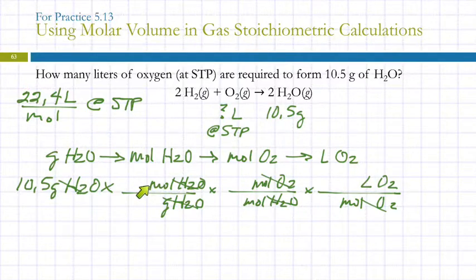So converting from grams to moles, we need the molar mass of water. You can calculate that, or I've got it stuck in my head, 18.016. Moles in the middle, this mole ratio: 1 mole of oxygen makes 2 moles of water. 1 mole of oxygen, 2 moles of water. And then this one at the end is easy because it's the molar volume of the gas, 22.4 liters per mole.